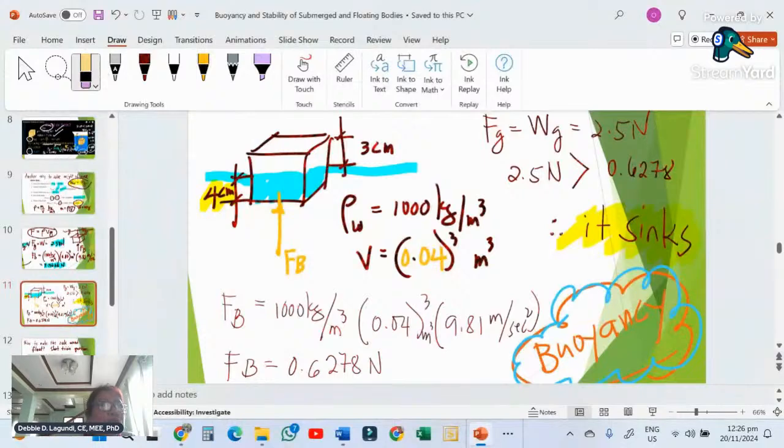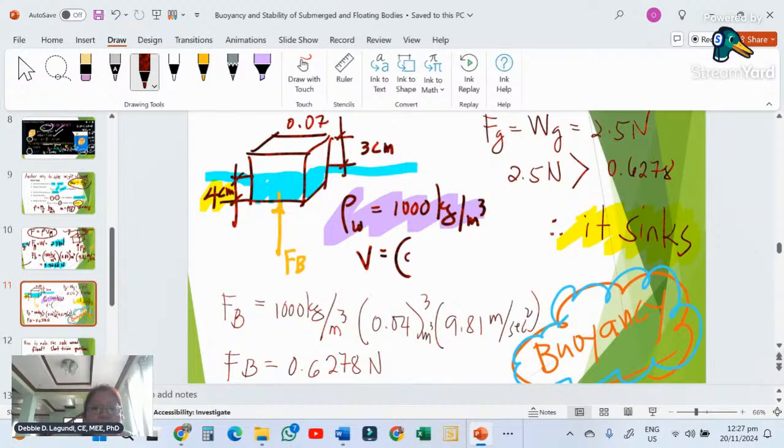Now, everything holds true, all conditions, like the density of water is still 1000 kilograms per cubic meter. The volume this time will not be 0.04. Each side is 0.07, right? So it will be 0.07 times 0.07 times 0.04. That is the submerged volume.